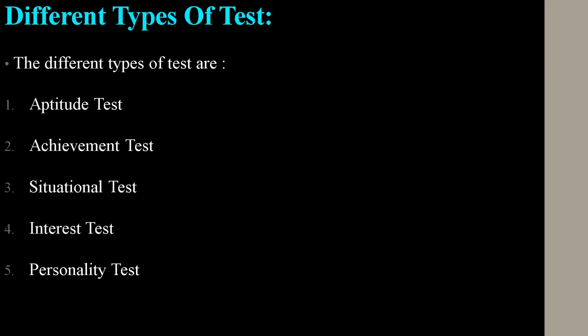So there are different types of tests here. What are the different types of tests, which is very important? First is aptitude test, second is achievement test, situational test, interest test, and personality test. So these are the 5 different types of tests we have. Let us understand one by one in detail.